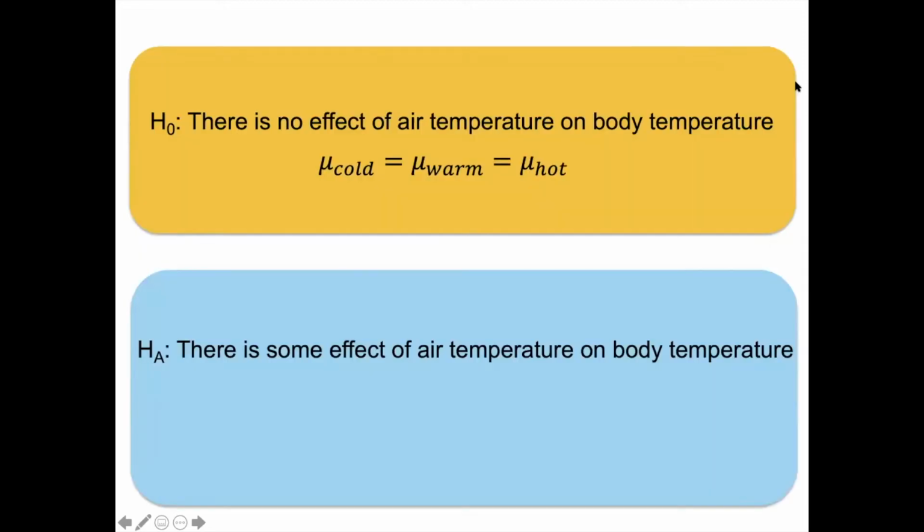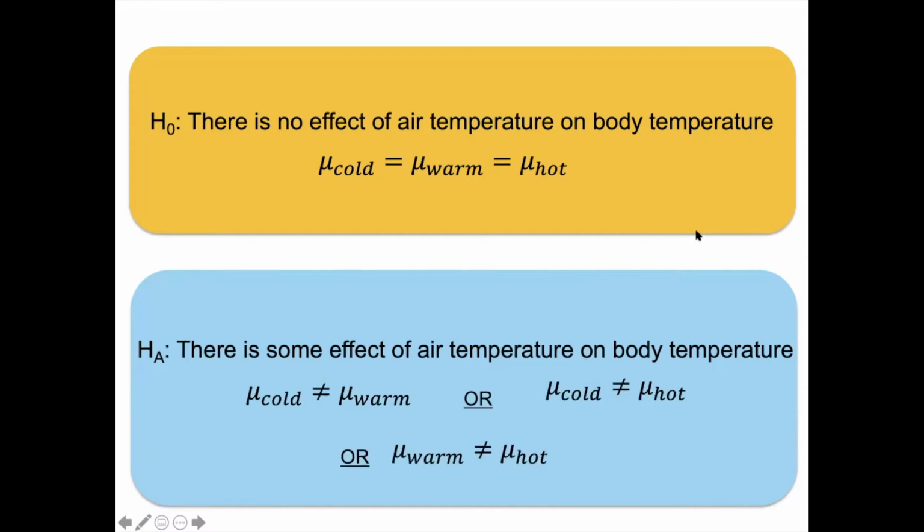The problem is that in this comparison of 3 samples, our null hypothesis is that there's no effect of air temperature on the body temperature of ground squirrels. That is, that the mean body temperature of ground squirrels exposed to cold temperatures was equal to the mean in warm temperatures and equal to the mean in hot temperatures. The alternate hypothesis in this scenario is that there is some effect of air temperature on body temperature, but this could be through a difference between cold and warm, or a difference between cold and hot, or perhaps a difference between warm and hot.